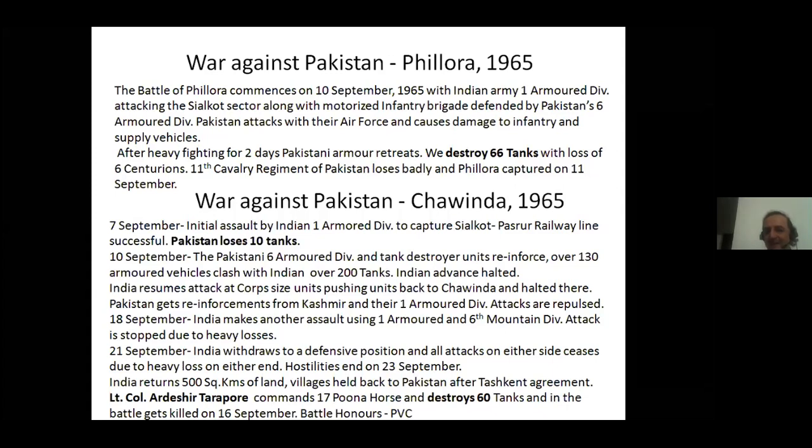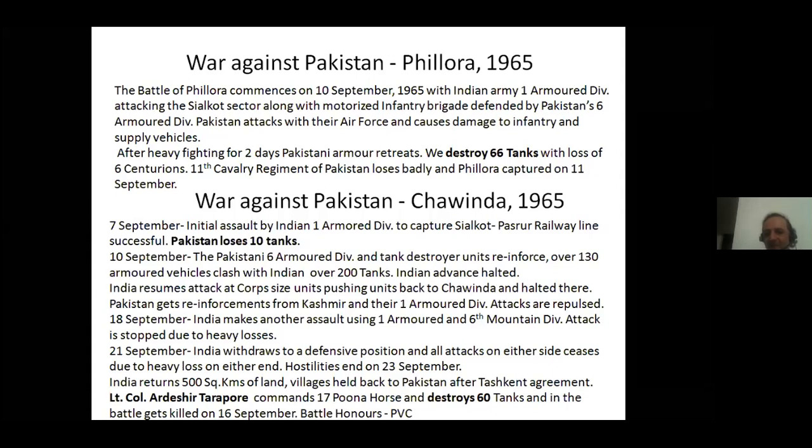And then the 11th Cavalry Regiment of Pakistan originally starts with a strength of about 45 tanks, but by the end of this it almost ceases to be a cavalry regiment, because most of its tanks are destroyed by us. Then they retreat to a place, and that's where the battle at Chawinda also starts, around the same timelines. So all of these battles are taking place: we have a victory at Asal Uttar, we push back Pakistan at Phillora, and then we have Chawinda, where a heavy tank battle also takes place.